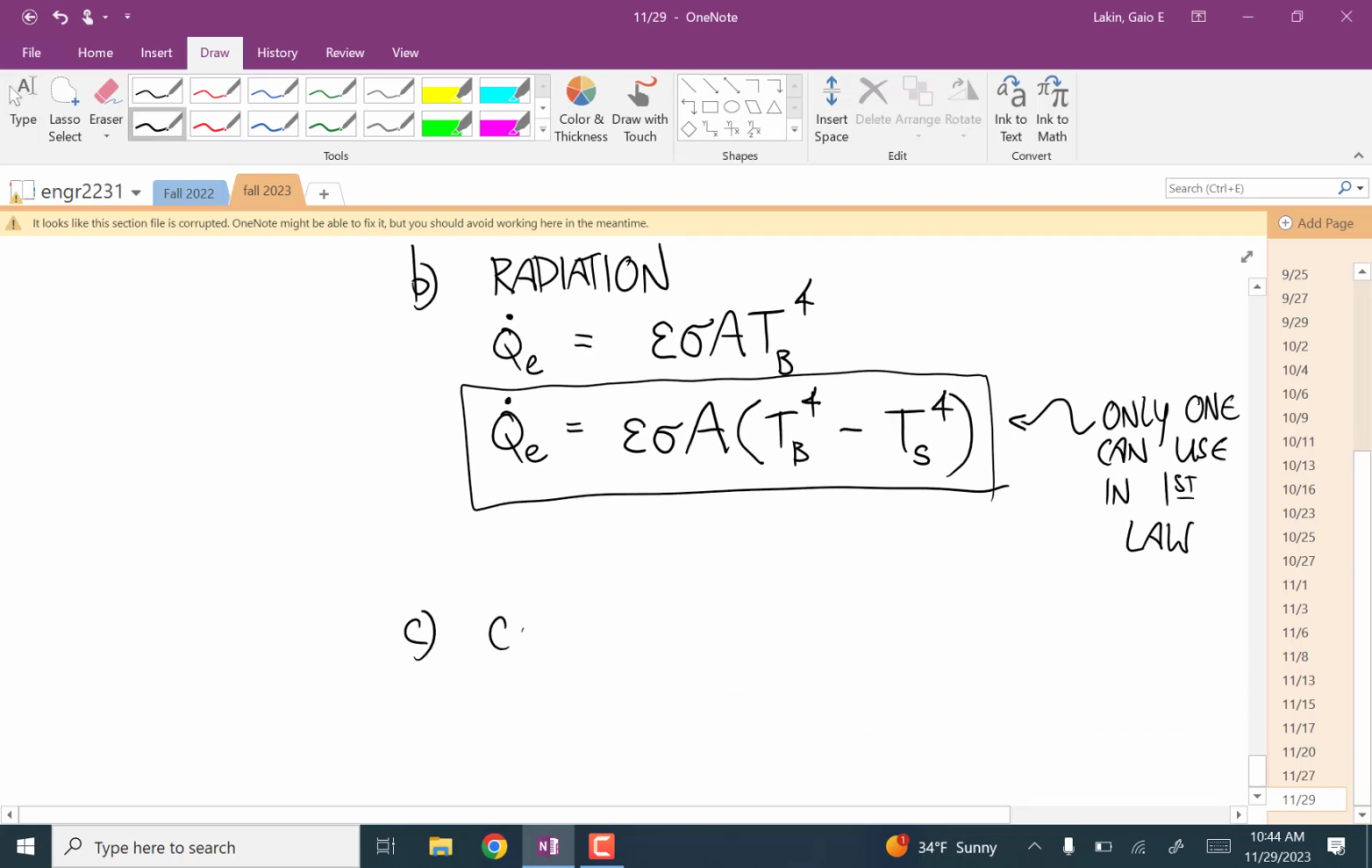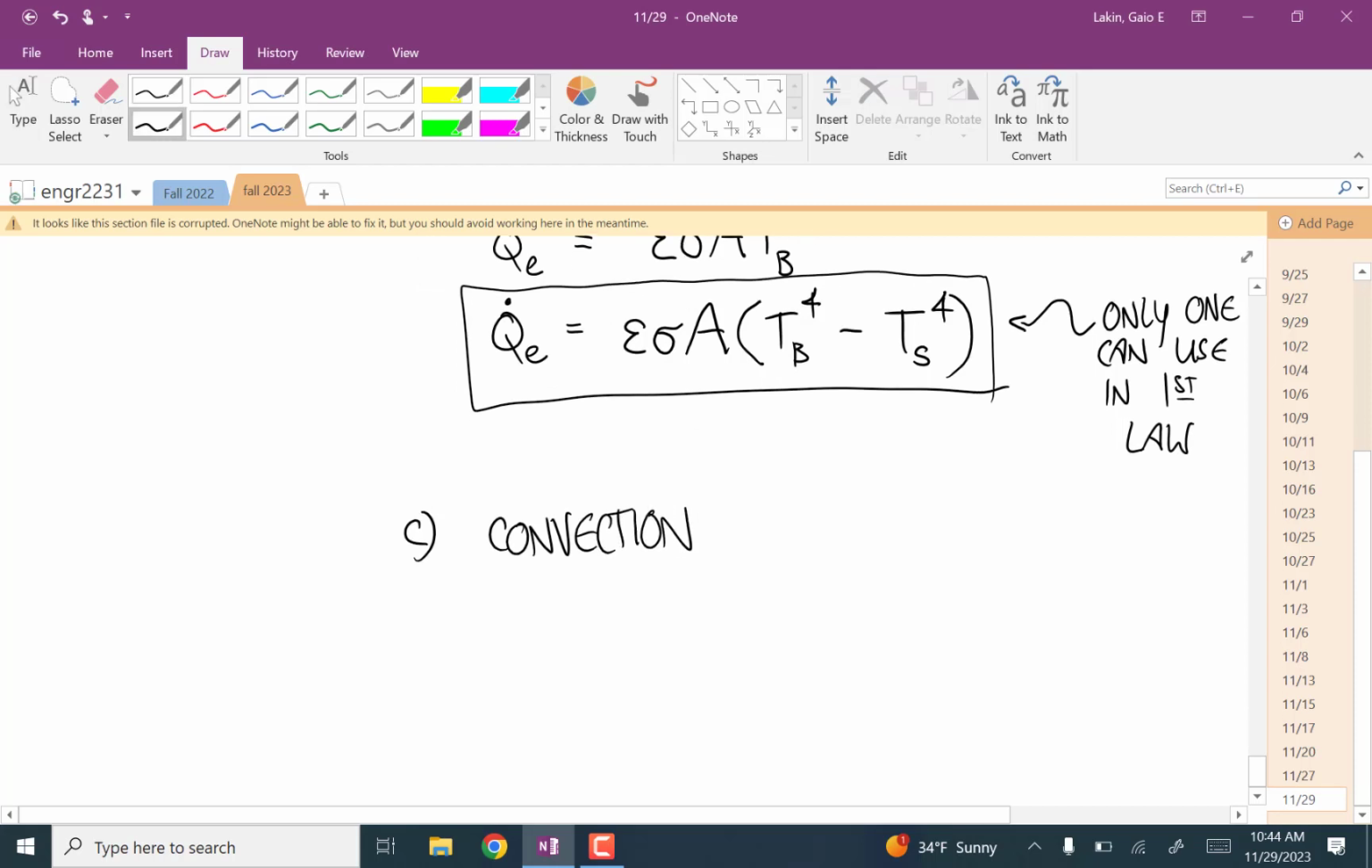And then the last one is convection. The rate of heat through convection is this catch-all thing that you look up or calculate experimentally, times the surface area that's exposed to the fluid. So that's not the total surface area, that's just the surface area that's exposed to fluid flow. Times the difference in temperatures, temperature of the body minus temperature of the fluid.